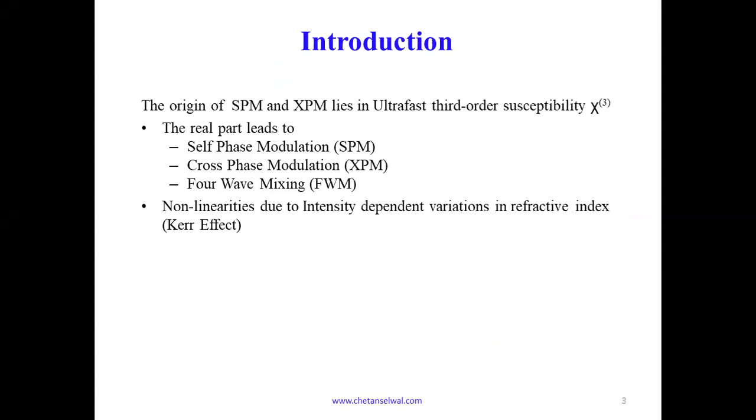The origin of self-phase modulation and cross-phase modulation lies in the ultra-fast third-order susceptibility Chi3. As we have already discussed, Chi3 is a complex quantity which has both real and imaginary parts. The real part of Chi3 leads to self-phase modulation or SPM, cross-phase modulation or XPM, and four-wave mixing or FWM. In this lecture, we are going to cover self-phase modulation and cross-phase modulation. Non-linearities due to intensity-dependent variations in refractive index are called the Kerr effect. So, self-phase modulation and cross-phase modulation are governed by the Kerr effect.